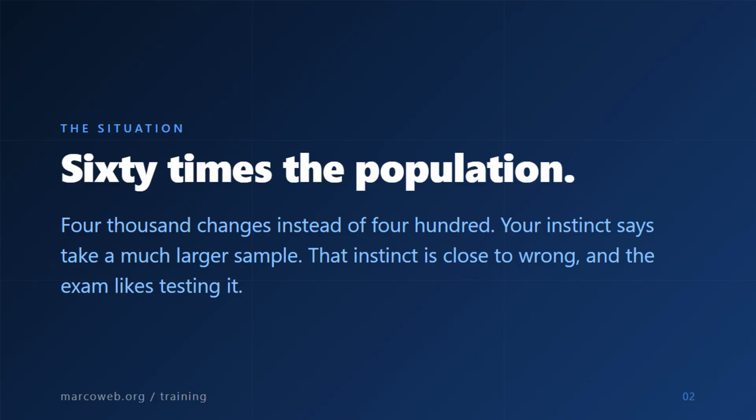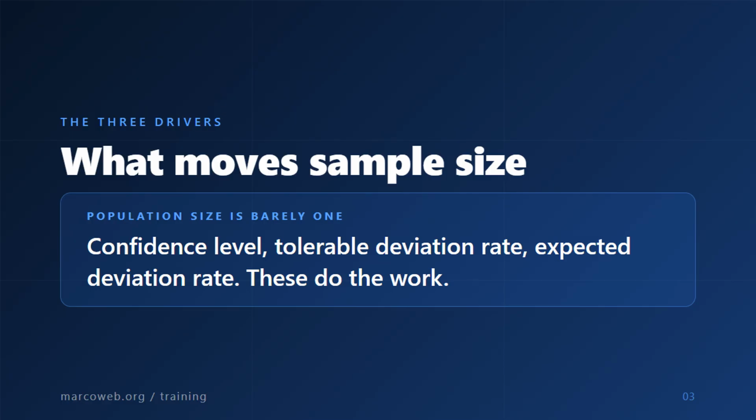Start with the instinct. Your population is 4,000 changes instead of 400, and something in you says take a much larger sample. That instinct is close to wrong, and the exam likes testing it, so let us see why. 3 parameters do most of the work in setting sample size, and population size is barely one of them. The 3 that matter are the confidence level, the tolerable deviation rate, and the expected deviation rate.